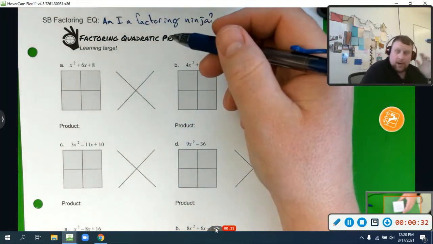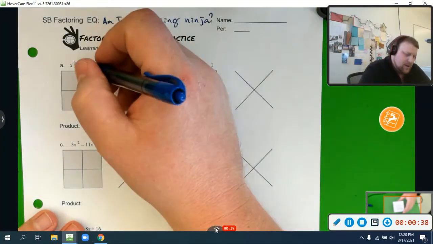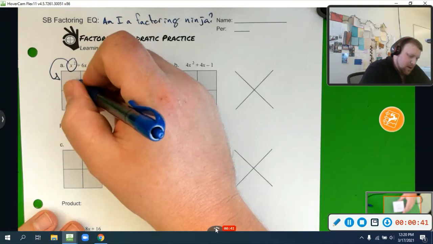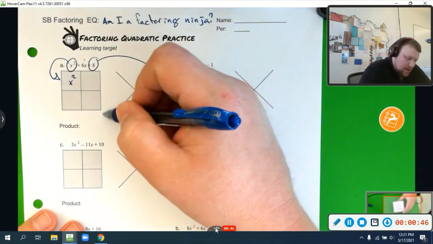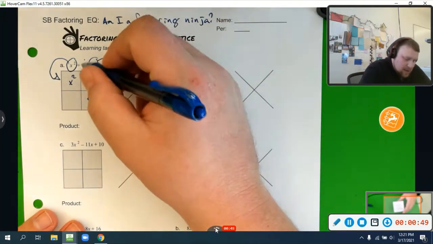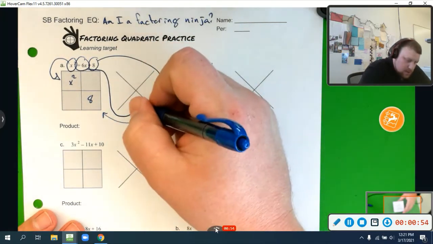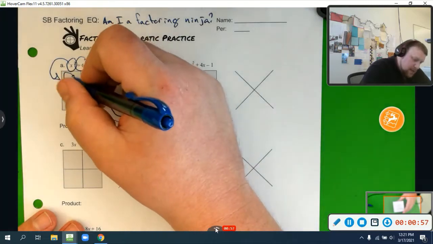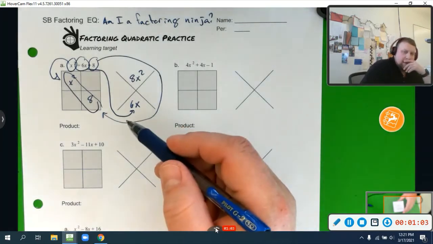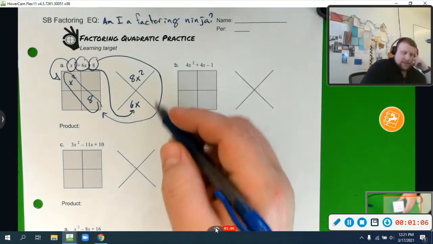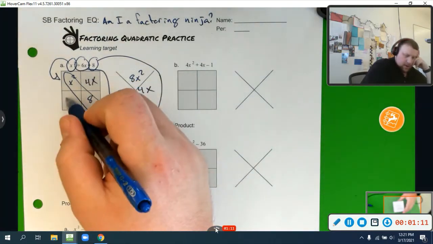Just to remind you guys, what do we do? First term up here, x squared. Last term down here, 8. Middle term sneaks into the bottom, 6x. Then we multiply these together to get the top term of 8x squared. What multiplies to be 8x squared and adds up to be 6x? Well, that's going to be 2x and 4x. Put them anywhere you want.